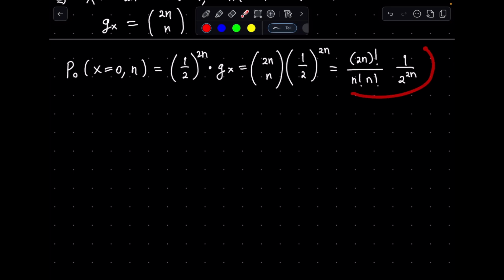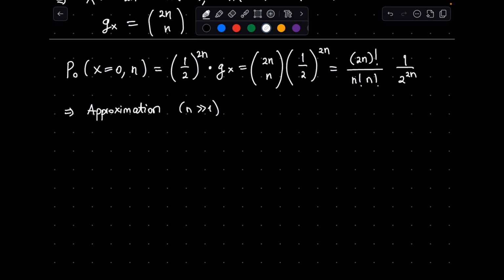Now, this is quite a complicated expression. And because we will have to do some summation using this expression, we need to somehow simplify it. Because the sum is going to go from 1 to infinity, we will approximate that n is much larger than 1. You will see that this approximation actually does not introduce an error in our final result for the two-dimensional case.